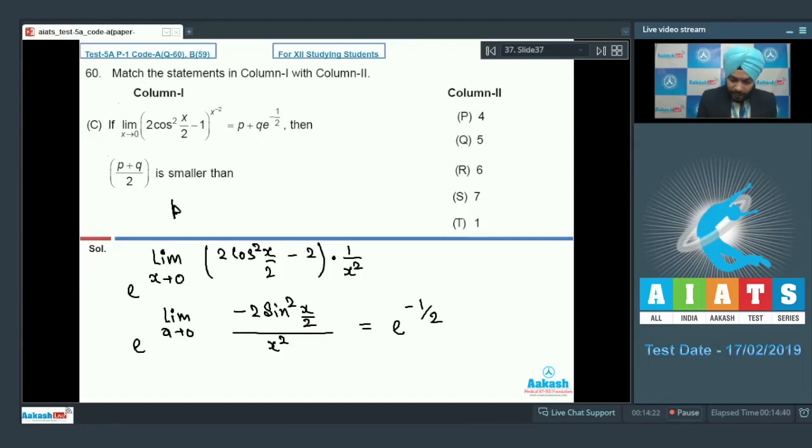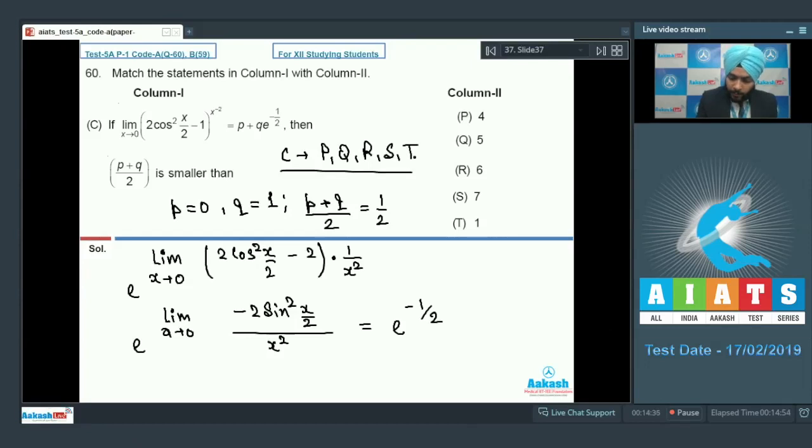So p is 0 clearly, q is 1, p plus q by 2 is half, and half is smaller than all the numbers on the column 2, p, q, r, s, t. Okay, all 5 are correct. Let us move on to the last part now.